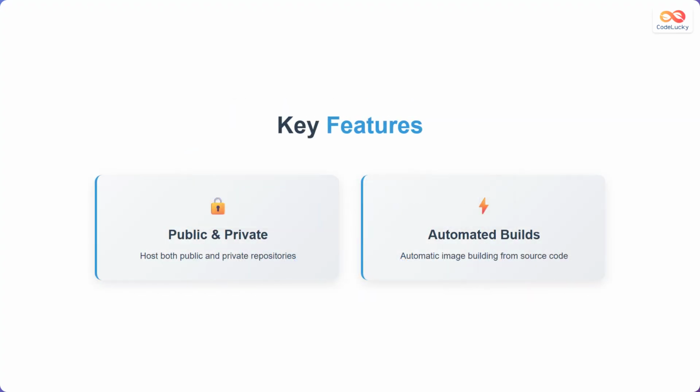Now let's explore some of the key features of Docker Hub. It offers both public and private repositories. This means you can host images that are accessible to everyone, or keep them private for your team or organization. Docker Hub supports automated builds, which allows you to automatically build images from source code.